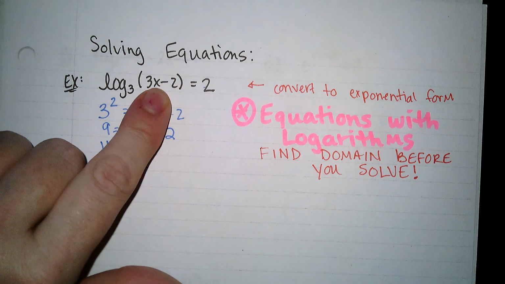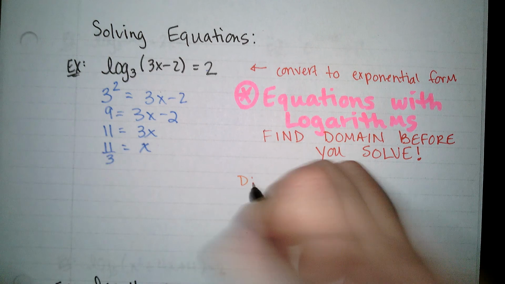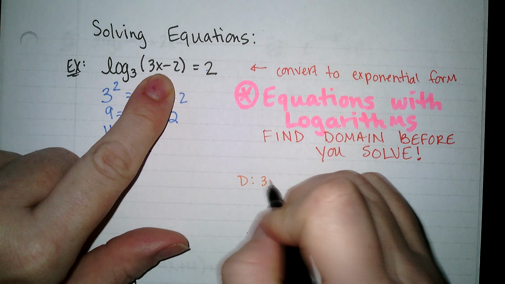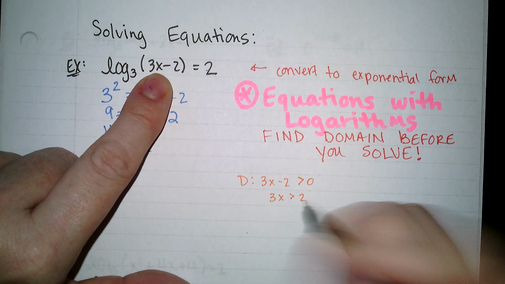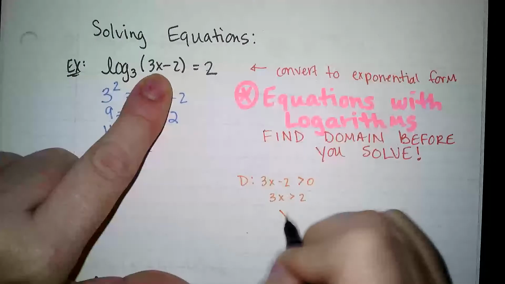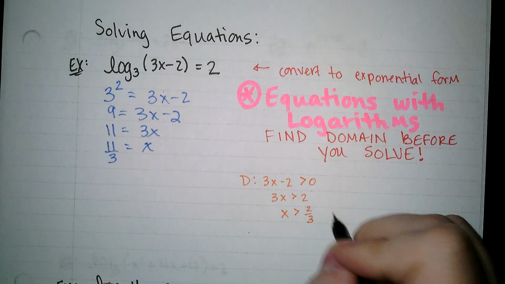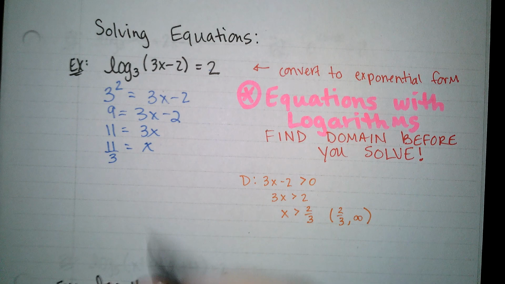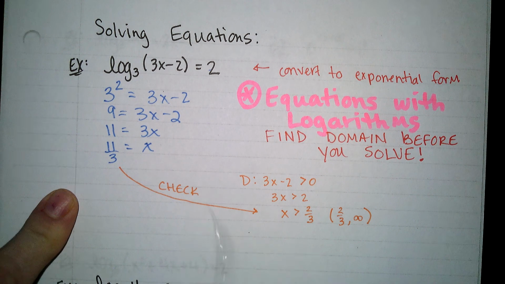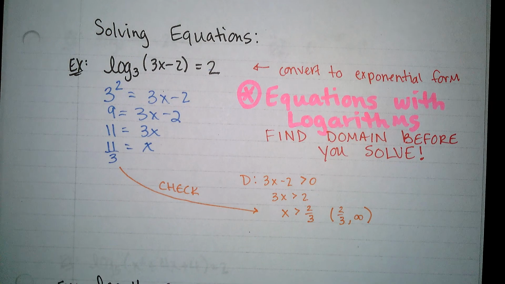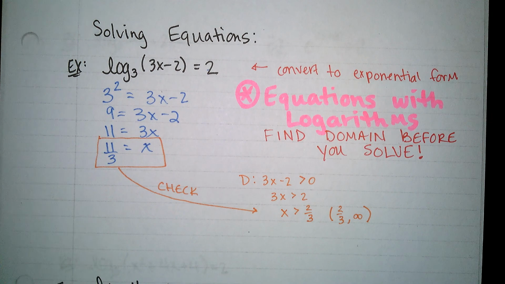So we're going to look at our original equation and find the domain. To find the domain of our original equation, we set the argument 3x minus 2 greater than 0, which means 3x is greater than 2, which means x is greater than 2/3. So the domain would be 2/3 to infinity. I got that answer. I want to check to make sure that that answer is within the domain, which it is. So then the solution to that equation would be x equals 11 thirds.